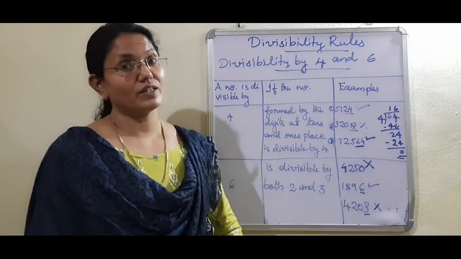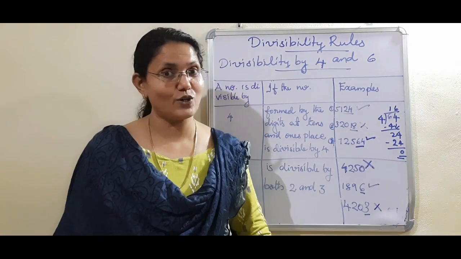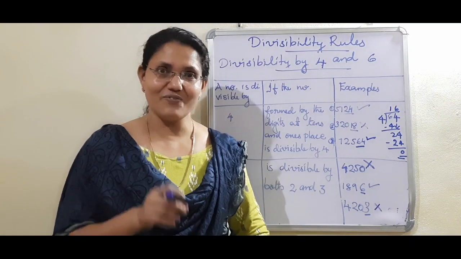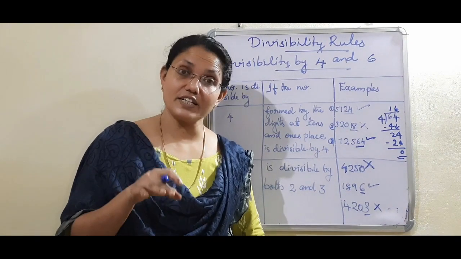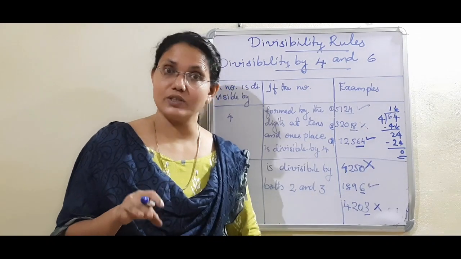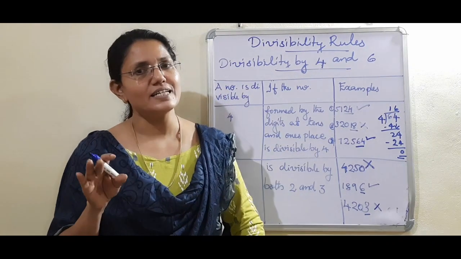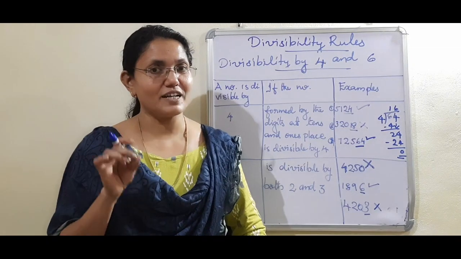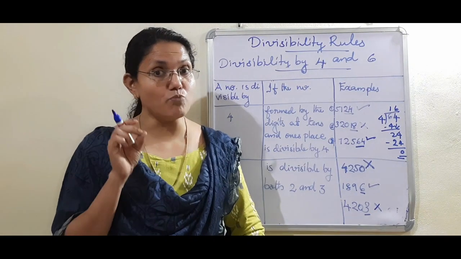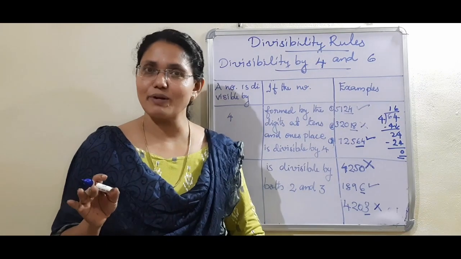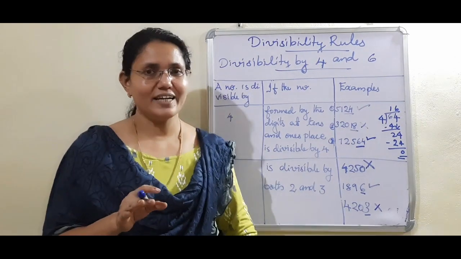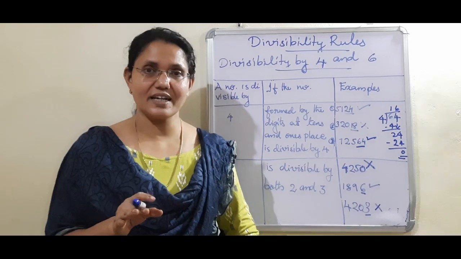How can we check whether a number is divisible by 6 or not? First, you have to check whether it is divisible by 2 or not. After that, if it is divisible by 3 also, the number is divisible by 6. If the number is divisible by both 2 and 3, then only the number is divisible by 6. Okay, I think all of you could understand this.